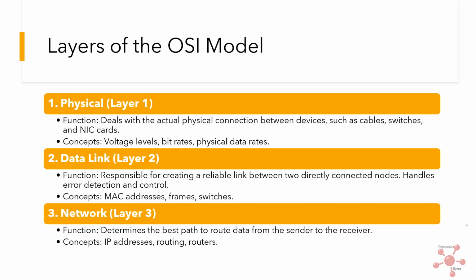Layers of the OSI model. Now, let's break down these 7 layers. 1. Physical layer. Think of this as the highway of our data world. It involves physical components like cables and switches. 2. Data link layer. Here, data gets its first form, the frame. It ensures a reliable link between devices. 3. Network layer. Imagine a traffic cop routing cars. That's what this layer does, but for data using IP addresses.